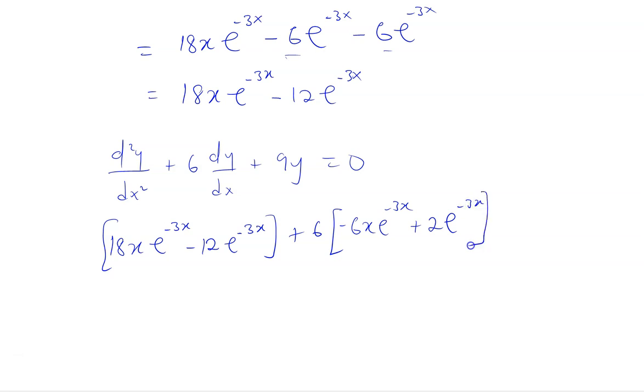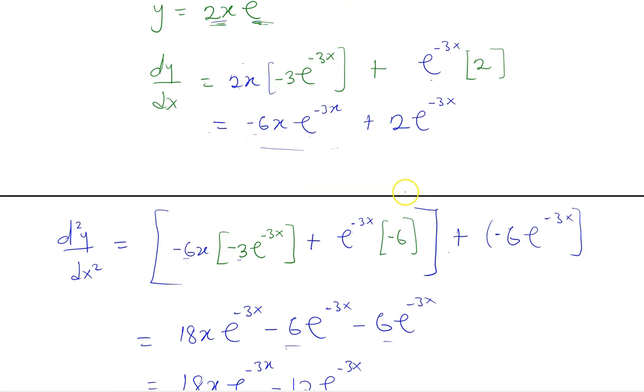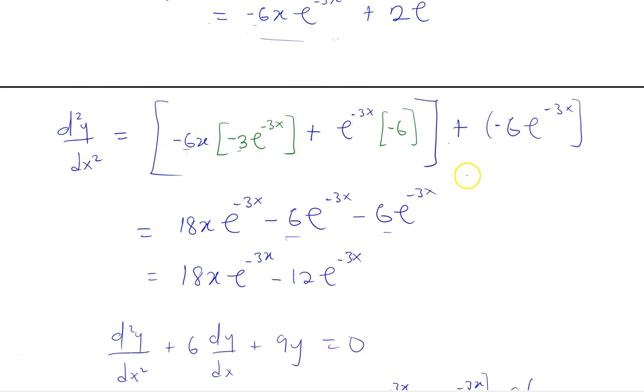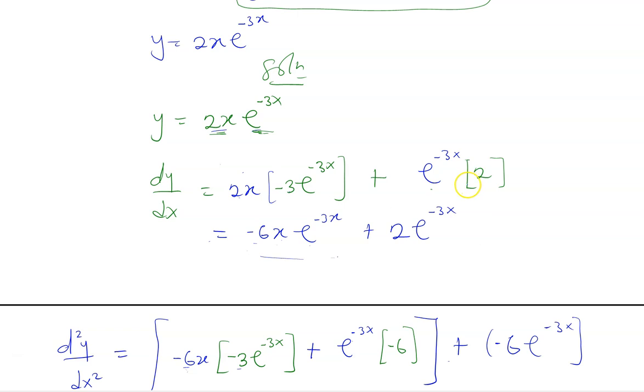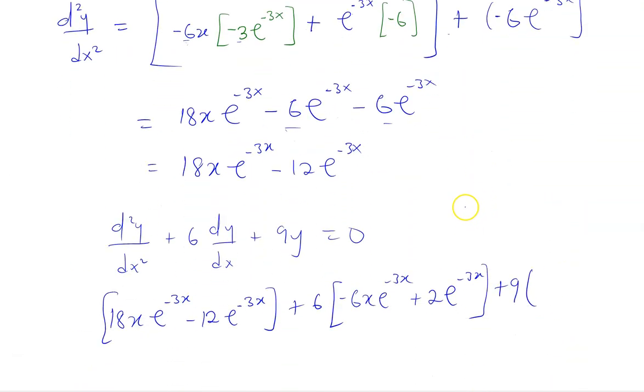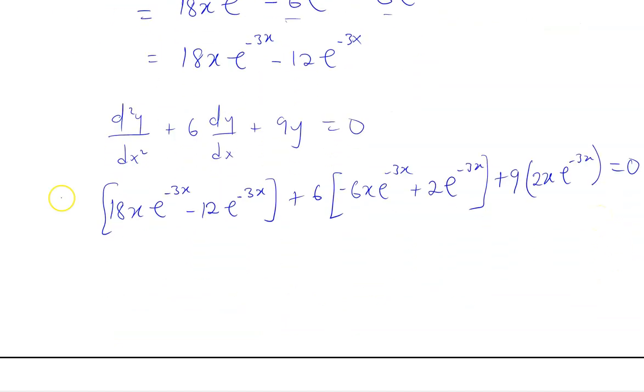Right, that's the same expression there. Then plus 9y, so plus 9 into bracket. What is y? y was originally giving us 2x e^(-3x). So we write the y there, giving us 2x e^(-3x). And this is equal to what?